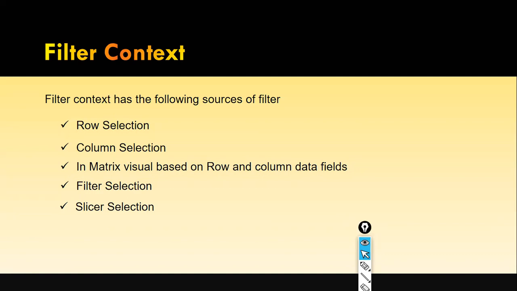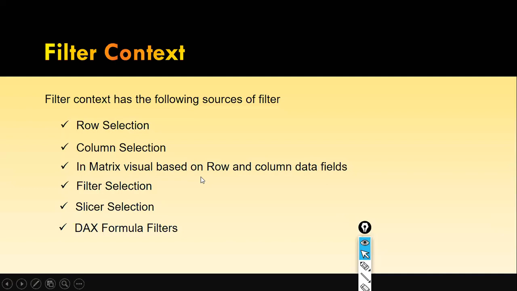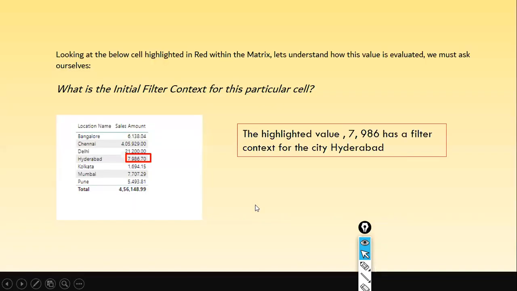Very good. Did I write any DAX function? Simply I dragged and dropped it. The filter is coming automatically here. So that is what this one says. Row selection, column selection. You can select any specific column. Row selection also you can do. In that kind of situation also the filtering is happening. And filter selection: we know the filter pane. In the filter pane also you can apply the filter. Slicer and DAX also you can apply the filters.